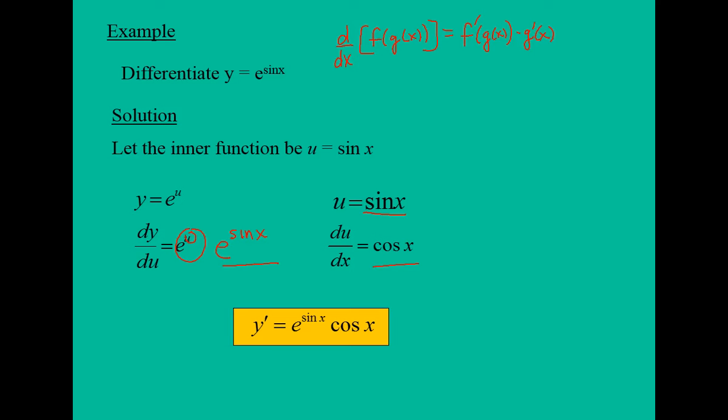Well, let me identify the outside function, we said is e to the x. The inside function would be the sine of x. So if we take the derivative of the outside function, it's just e to the x. But we leave the inside function alone. So we'd have e to the sine of x times the derivative of the inside function. Well, the inside function is sine of x, and the derivative of that is cosine of x.